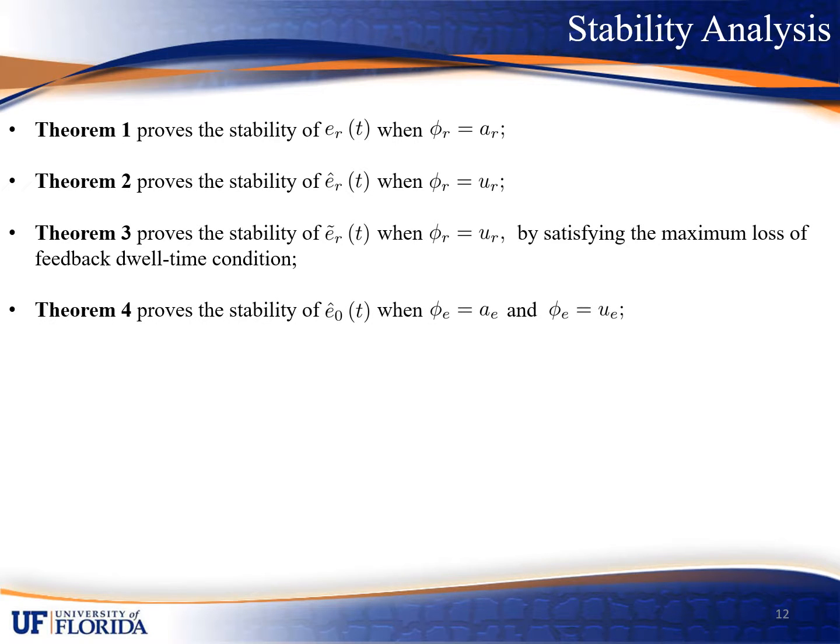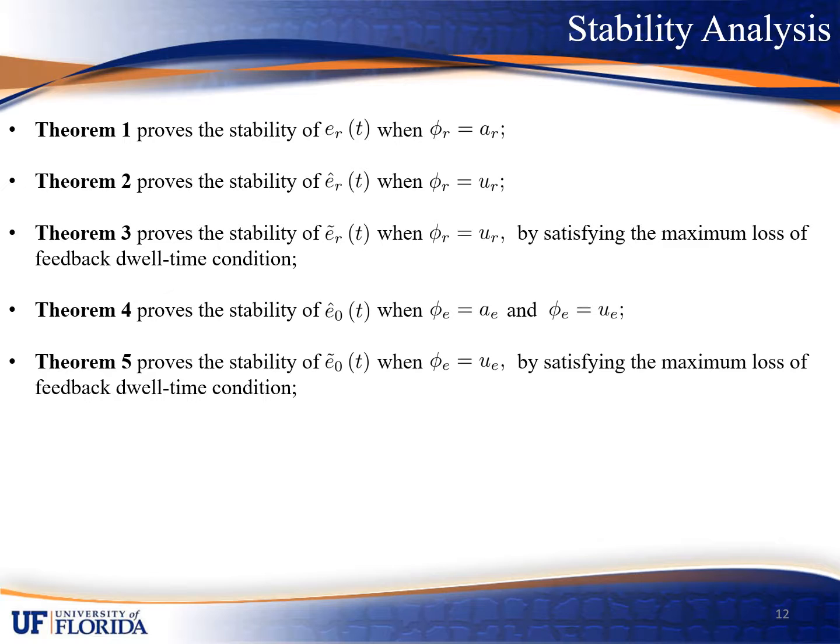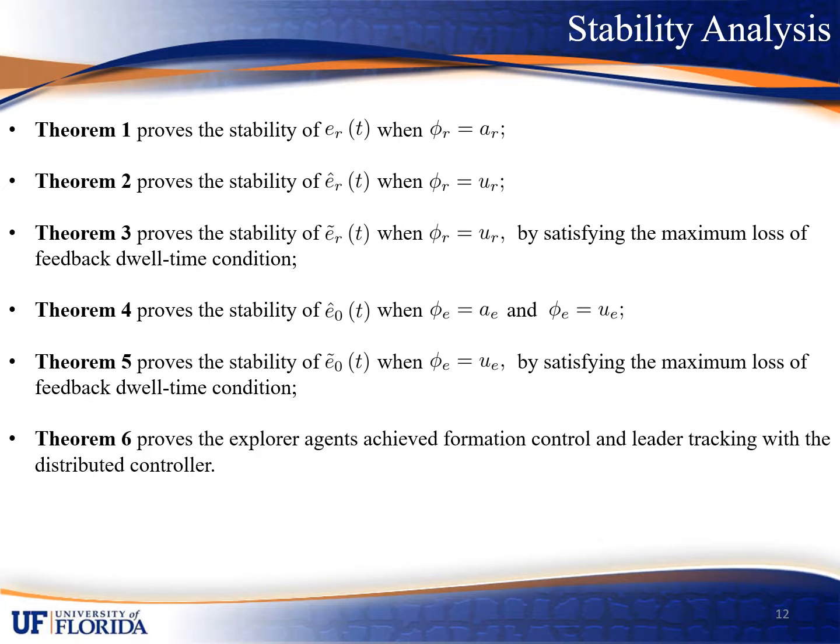Theorem 4 proves the stability of the estimated trajectory tracking error of our explorer leader when feedback is available and when feedback is unavailable. Theorem 5 proves the stability of the state estimation error of the explorer leader when feedback is unavailable by satisfying the maximum dwell time condition. And Theorem 6 proves the explorer agents achieve formation control and leader tracking with the distributed controller, and this will allow the explorer followers to maintain a fixed formation in this unknown environment.